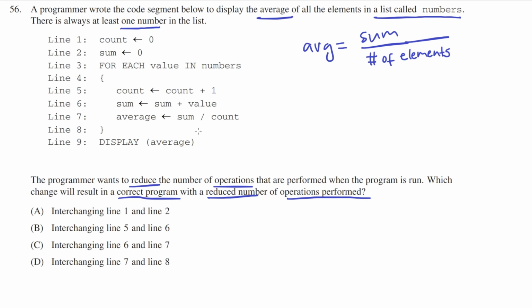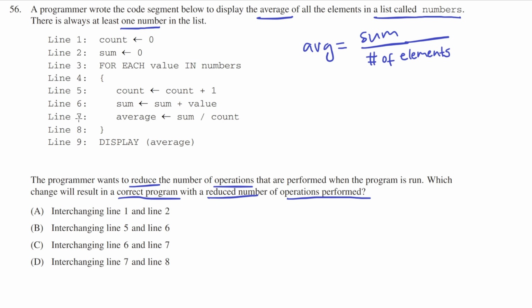So that means after we find the total count and total sum, then we can calculate the average. We don't need to calculate the average after every element in numbers. So what we can do is perform this line of code outside of the for each loop. So that means this line isn't repeated over and over again every time the for each loop runs.